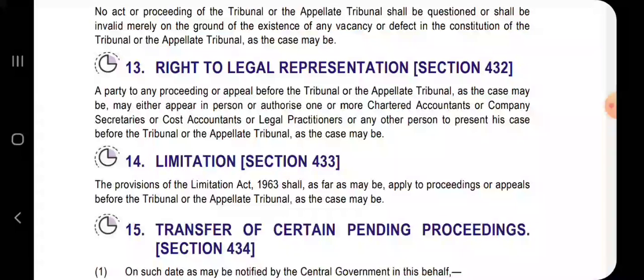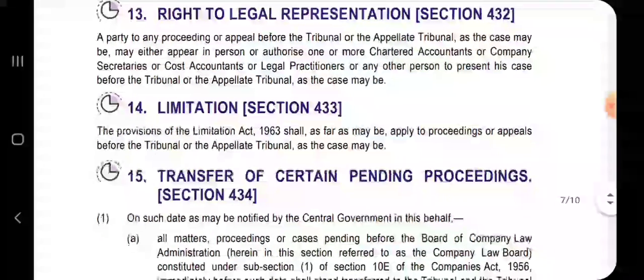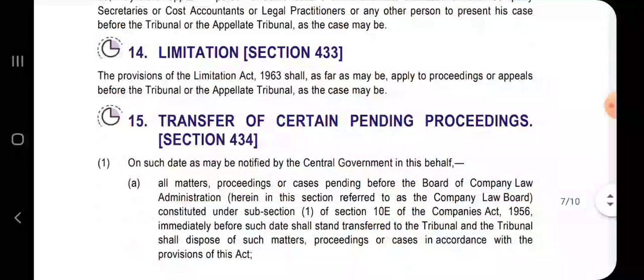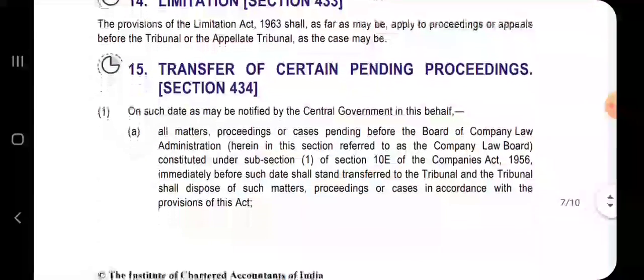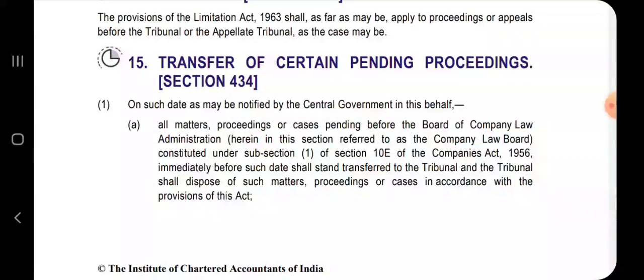CS will represent its client before the income tax department officers. Likewise, even in the Companies Act, before NCLT and NCLAT, the person aggrieved may appoint one or more authorized representatives to appear before NCLT and NCLAT. And then Section 433, provisions relating to the Limitation Act are equally applicable to tribunal and appellate tribunal proceedings. And transfer of pending proceedings, Section 434.